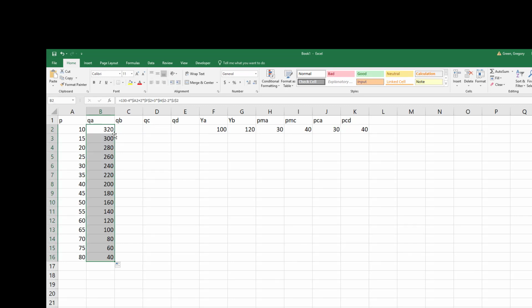And then we just copy down. If you're wondering how I did that, I went till I had that crosshair and then I double left clicked and it copied until it saw an end to its left. So at a price of $40, quantity demanded is 200.